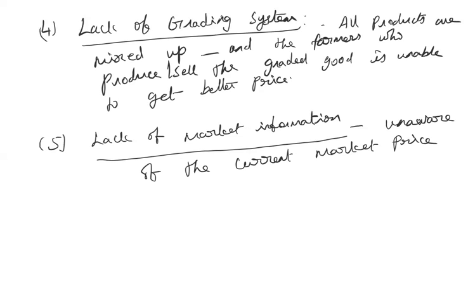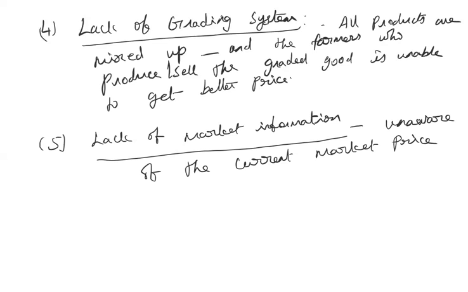If they know what the market price is, then they will definitely try to sell their commodity at the market price. Since they are unaware of the current market price prevailing in the market, they sell again at a lesser price. These are because of the poverty and the ignorance of the farmers. All these middlemen are taking advantage, exploiting the farmers of the country.